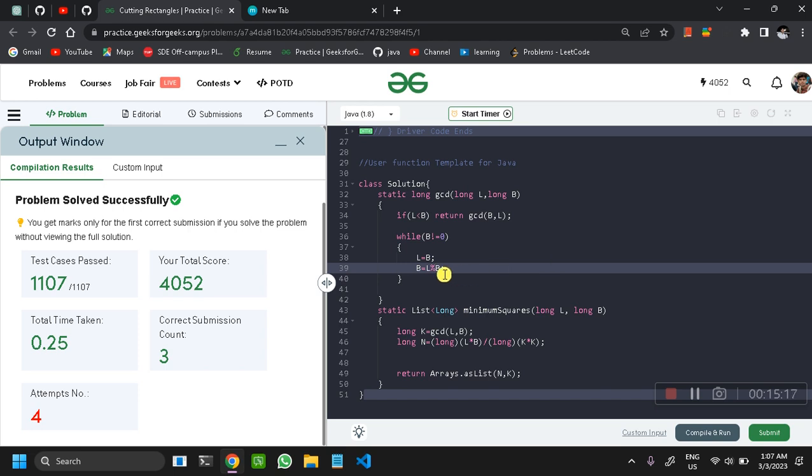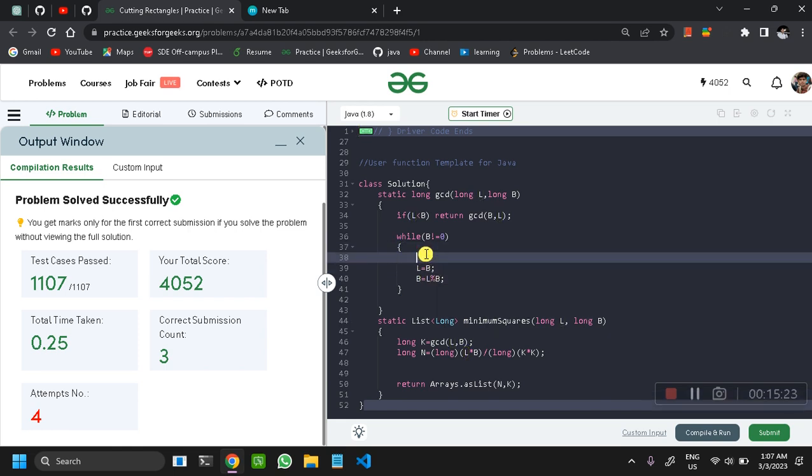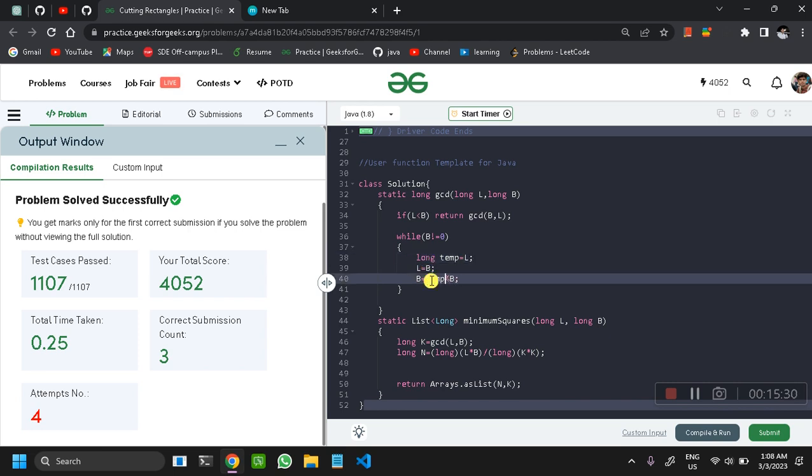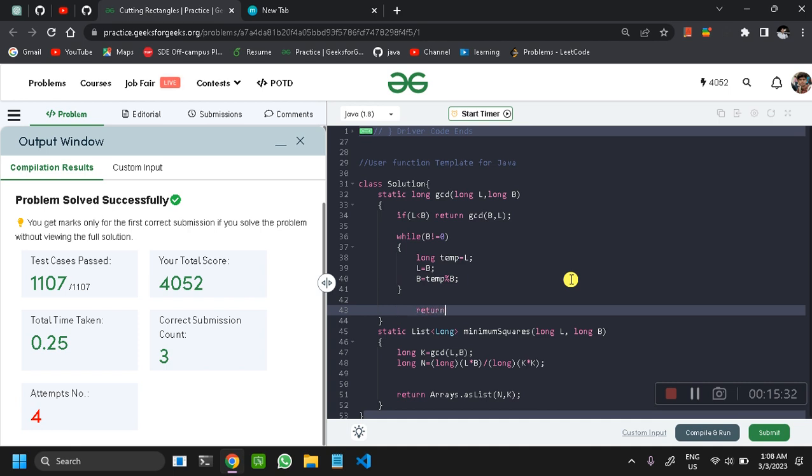But the problem is when I have changed the value of L, then I can't use this value here. So what I'm going to do is first store this value somewhere, and after that I'm going to use temp here. And now at last I'm going to return L, because since my b is 0, this is the base case. If my b is 0, then L is going to be the answer.